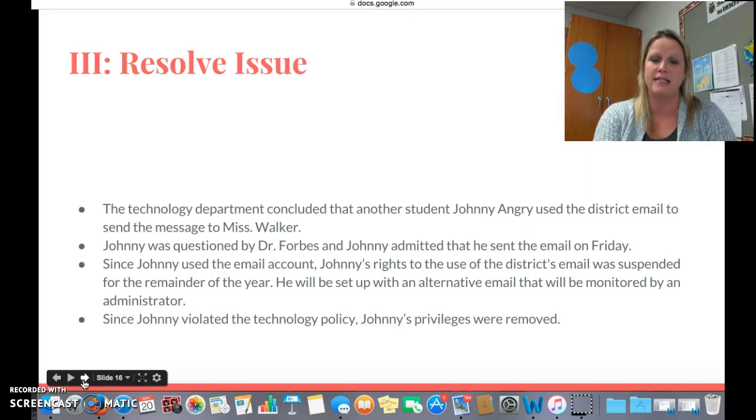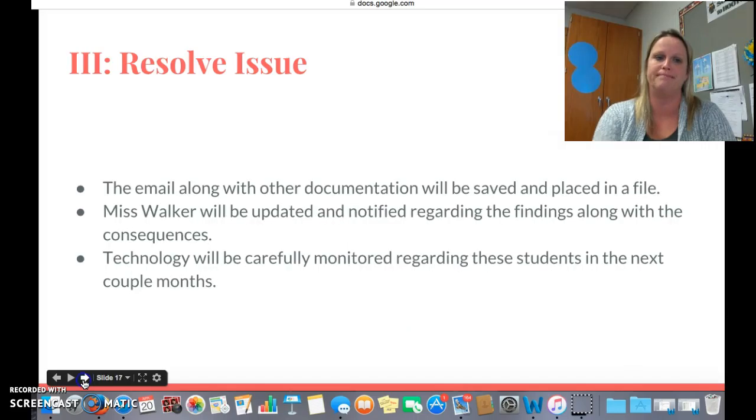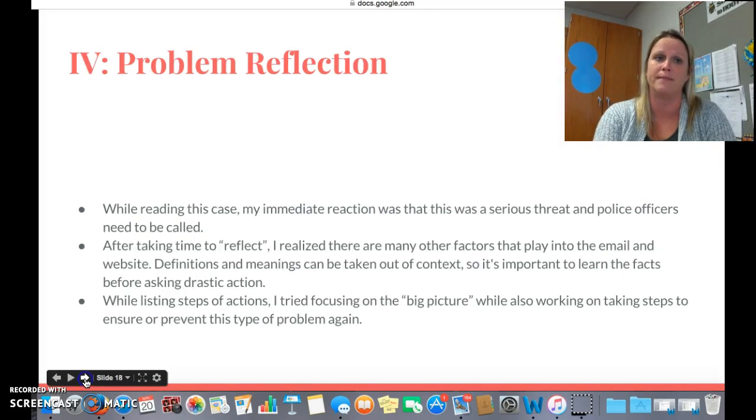Since Johnny violated the district technology policy, his privileges were removed. The email, along with other documentation, will be saved and placed in a file. Mrs. Walker is going to be updated and notified regarding the consequences. Technology will be carefully monitored regarding the students in the next couple of months and probably longer.